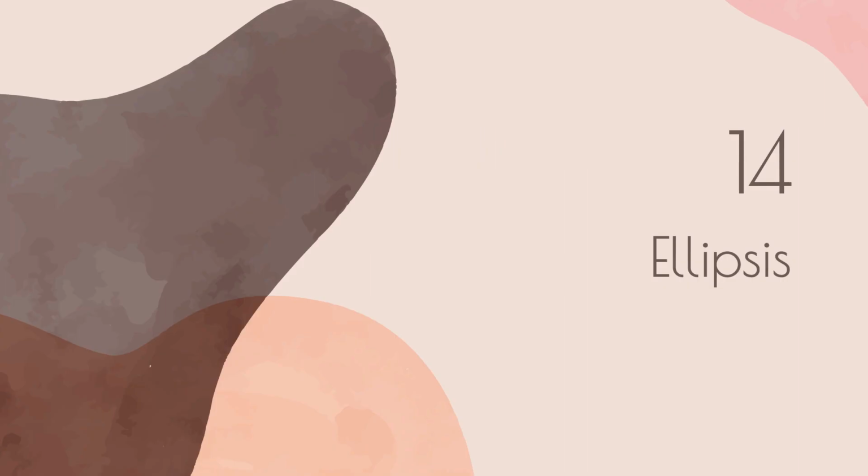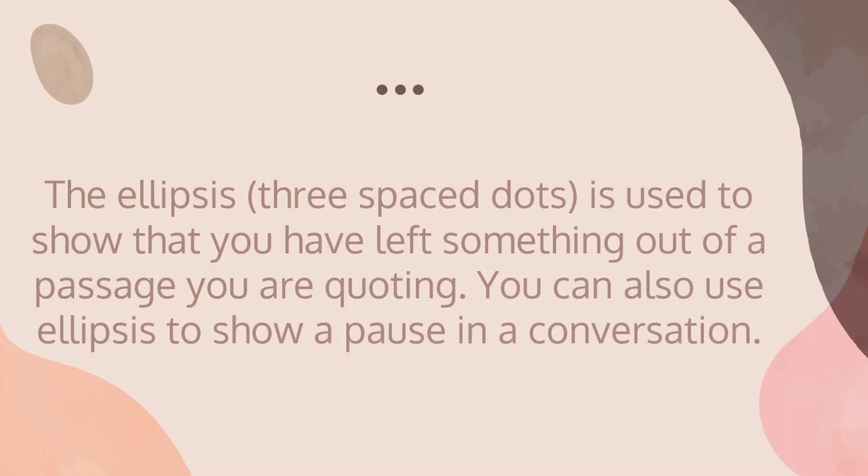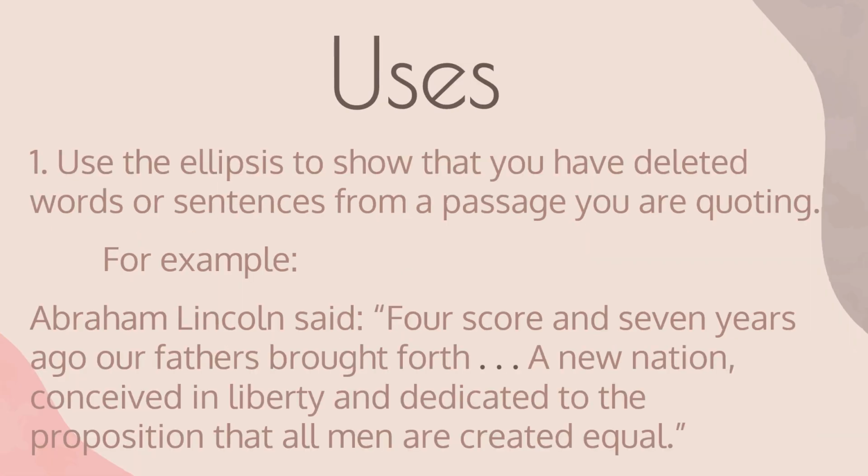Okay, so this is the last one, thankfully. It is ellipsis. The ellipsis, three spaced dots, is used to show that you have left something out of a passage you are quoting. You can also use an ellipsis to show a pause in a conversation. You can use an ellipsis to show that you have deleted words or sentences from a passage you are quoting.